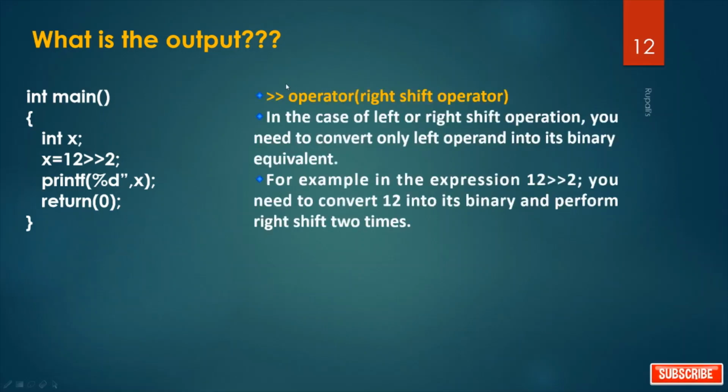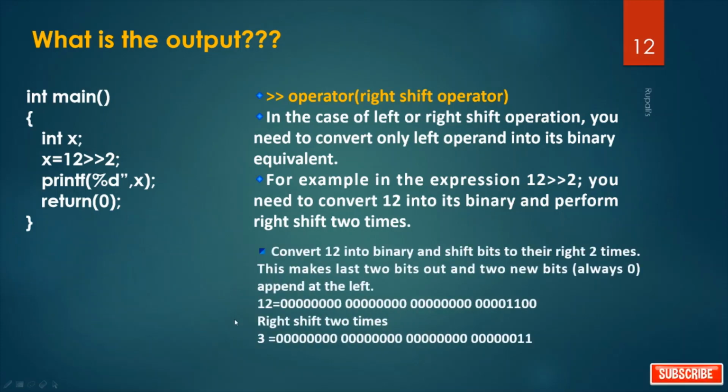This operator is called the right shift operator. In the case of left or right shift operation, you need to convert only the left operand into its binary equivalent. So which one is the left operand? Here, 12. So you have to convert 12 into its binary equivalent. For example, in the expression 12 right shift 2, you need to convert 12 into its binary and perform right shift 2 times. See the solution.